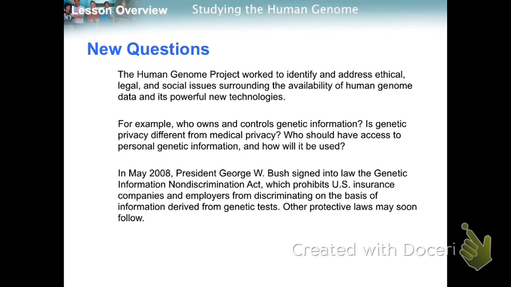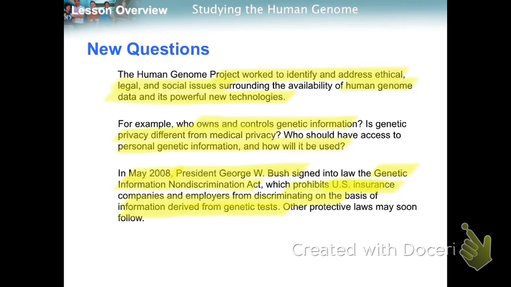The Human Genome Project worked to identify and address ethical, legal, and social issues surrounding the availability of data and its technologies. Some of the questions are here. Who owns and controls genetic information? Is genetic privacy different from medical privacy? Who should have access to personal genetic information? How will it be used? President George W. Bush in 2008 signed GINA, the Genetic Information Non-Discrimination Act, which prohibits U.S. insurance companies and employers from discrimination on the basis of the genetic content of a human.